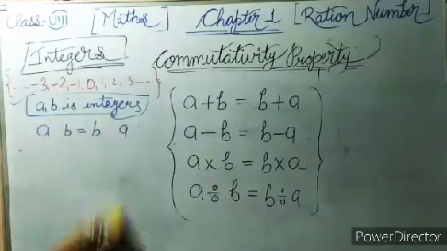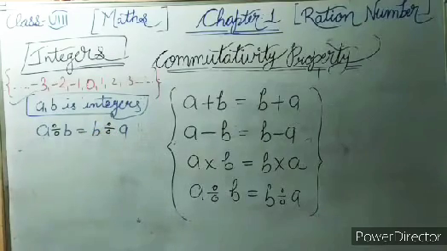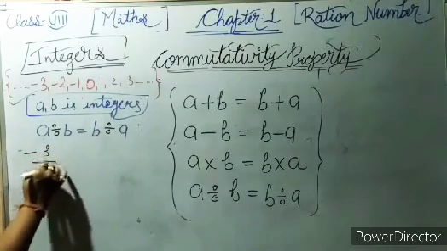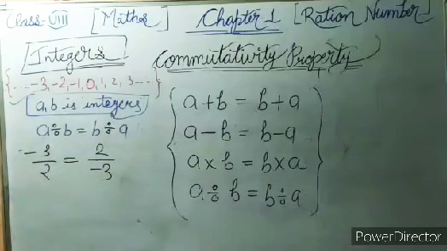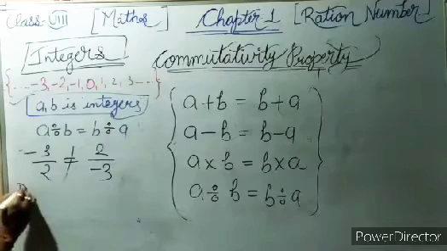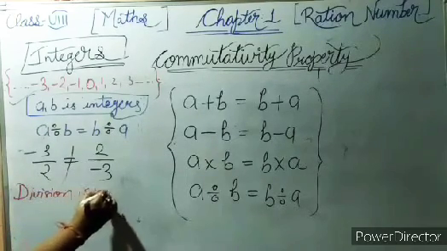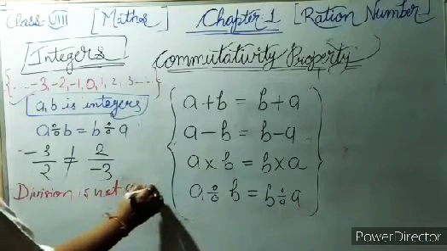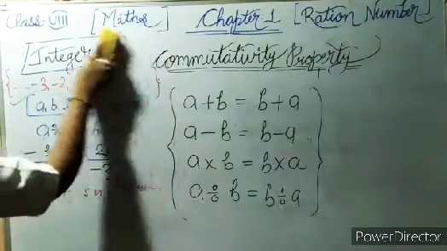Now we move to our next operation, division. If we do the same thing, 3 divided by 2 is not equal to 2 divided by 3. We know that it is not equal. That is why we say division is not commutative. So that is all about integers.